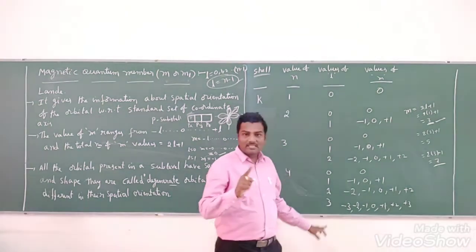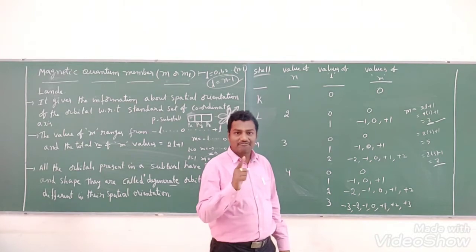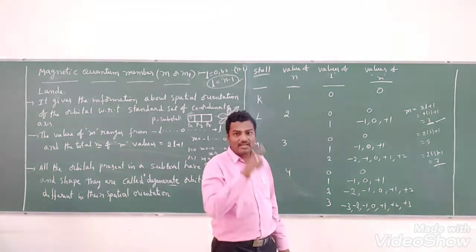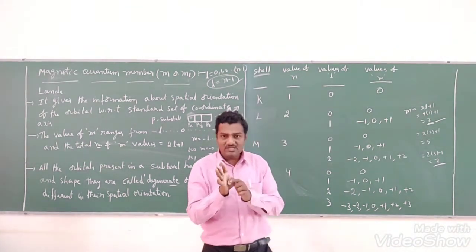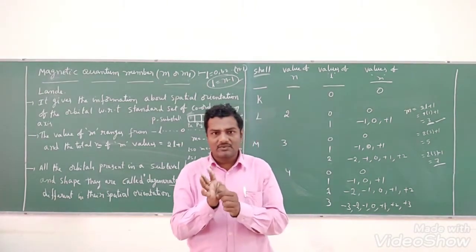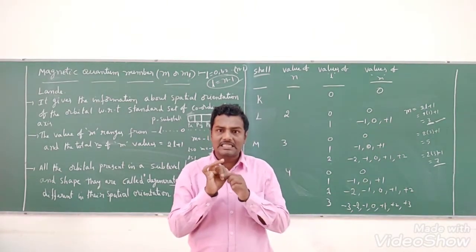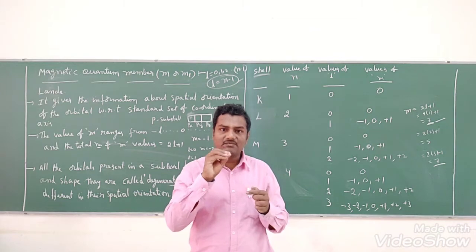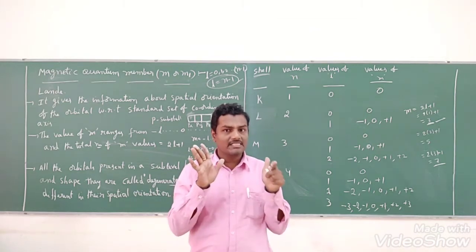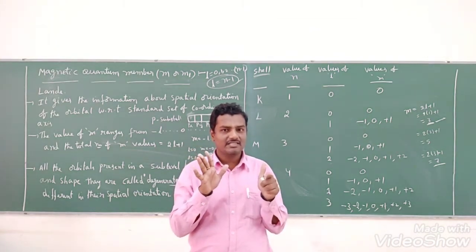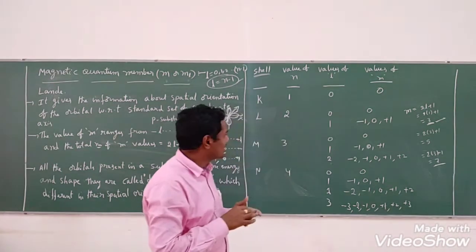L equals 3 means what orbital is that? F orbital. The f subshell contains how many orbitals? 7. S means 1 orbital: the s subshell contains 1 orbital. The p subshell contains 3 orbitals. The d subshell contains 5 orbitals. The f subshell contains 7 orbitals. Right? 7 orbitals. The table also I will give you, students.